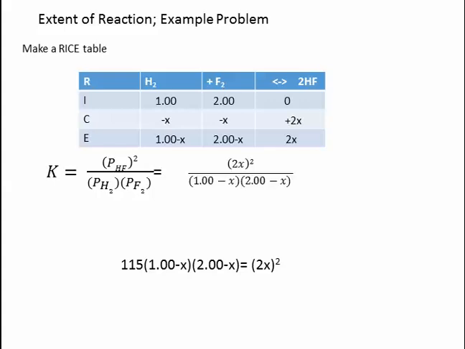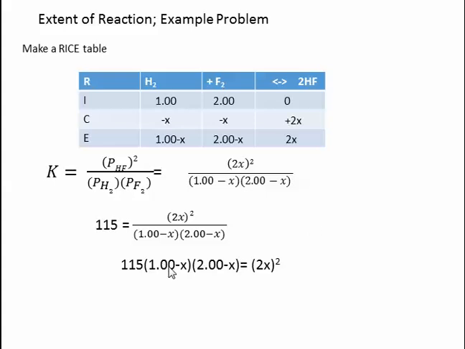So here's our equilibrium constant. And then we're going to plug in. So we have 2x squared over 1 minus x times 2 minus x. So that ends up being 115, because we know K is 115, equals 2x squared over 1 minus x times 2 minus x. And then if we start solving this, just divide both sides by 1 minus x times 2 minus x, and we get this.